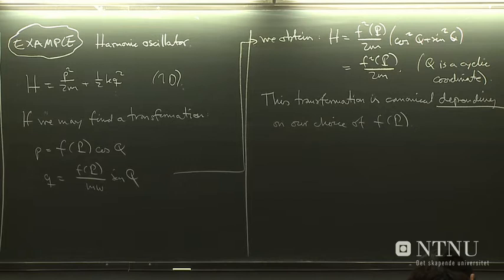Now, we can use the generating functions to actually identify what f has to be in order for this to be a canonical transformation. So the first thing we can do is to express one of the old variables solely in terms of the other old variable and one of the new. Because we saw that this generating function always depends on one of the old and one of the new variables.